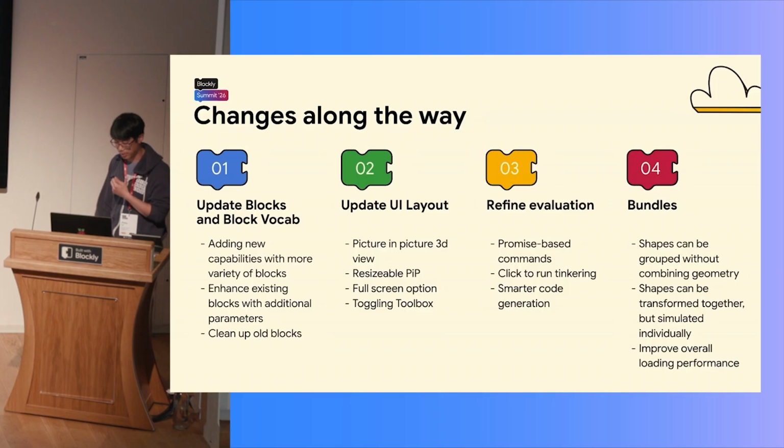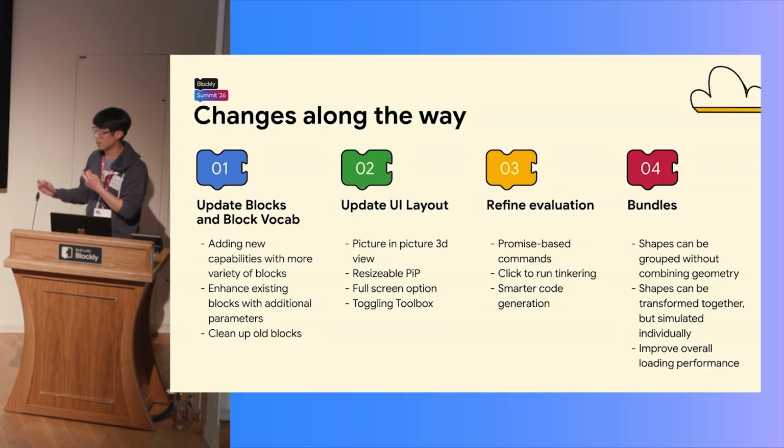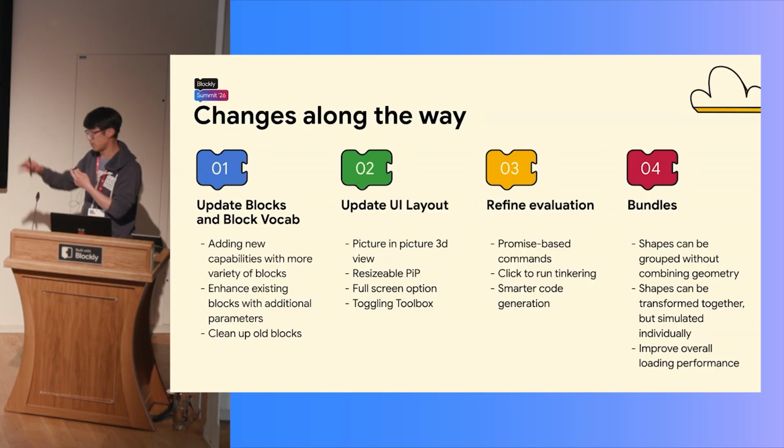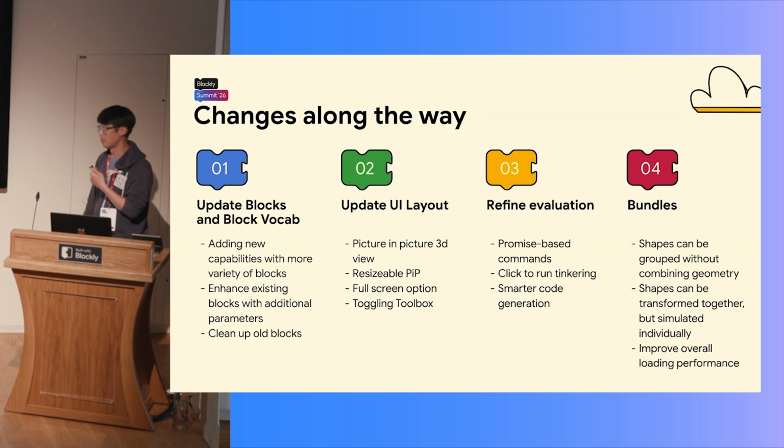We've refined the evaluation and code generation where we pre-process some of the procedures we call templates for flexibility. And I talked about this last year. We added click to run for easy tinkering on different stacks of blocks you have. And then shout out to Joshua again for adding bundles, because that's going to come into play with code block shapes later.